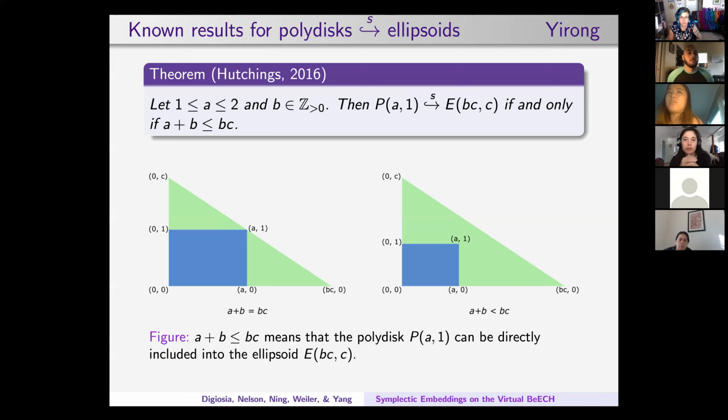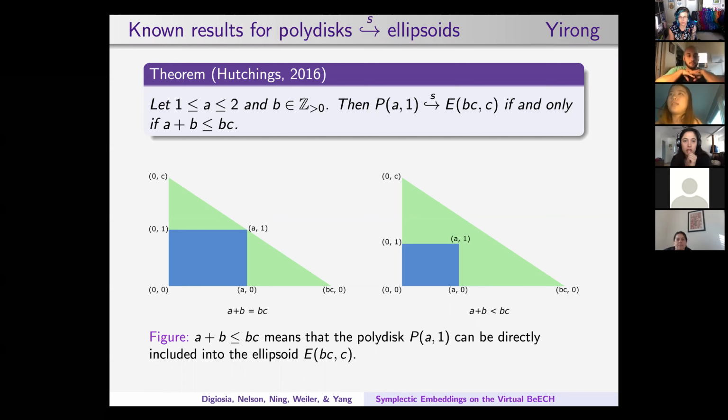And people do that because the 1 here will make computations and proof writing a little bit easier. Second remark, what does this A plus B less than or equal to BC mean? It just means that the polytope of PA1, which is the blue rectangle here, sits inside the polytope of EBCC, which is the green triangle. And at the manifold level, this means that the polydisk can be included into the ellipsoid, and the inclusion is a symplectic embedding. So in this case, if we have this, then we get the embedding for free.